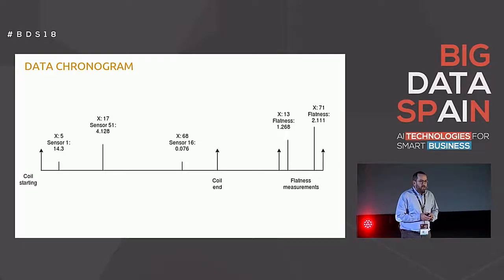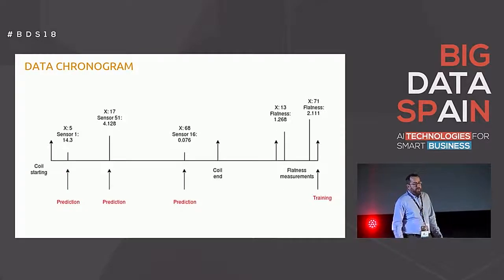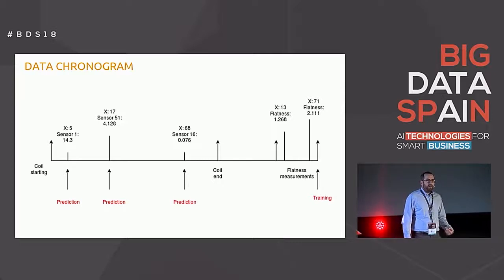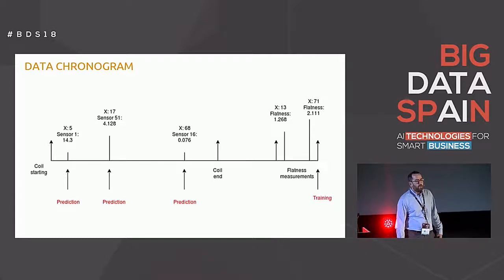And only after the coil has ended, we receive the flatness measurements, the real flatness measurement. This real flatness measurement is the information that we need to know if I predicted well or not. Where do we predict and where do we train the model? Each time that we receive an input event, I make a prediction. With this value of a variable in a position, we need to know what the flatness will be.